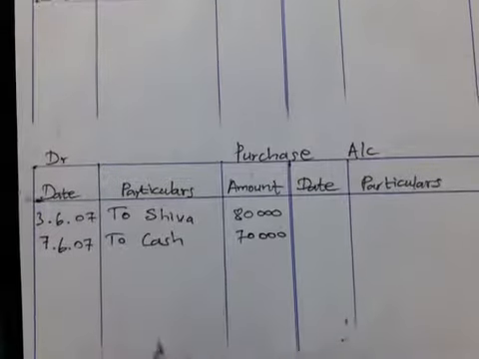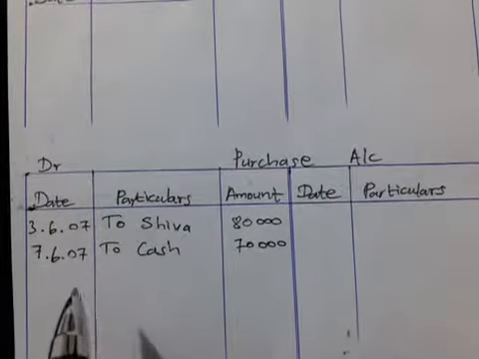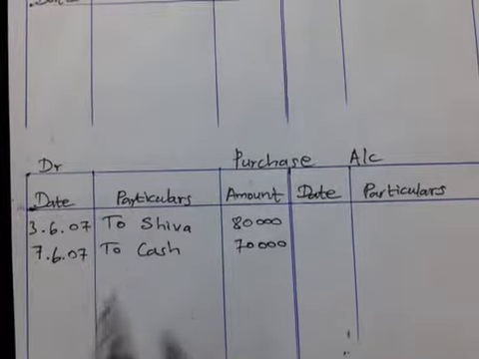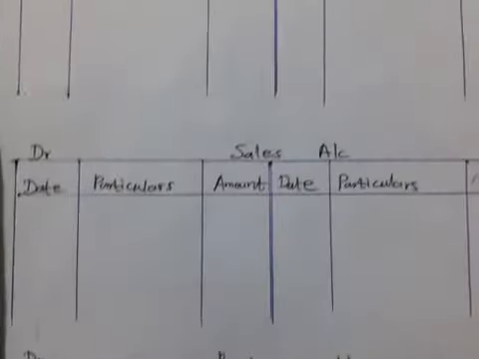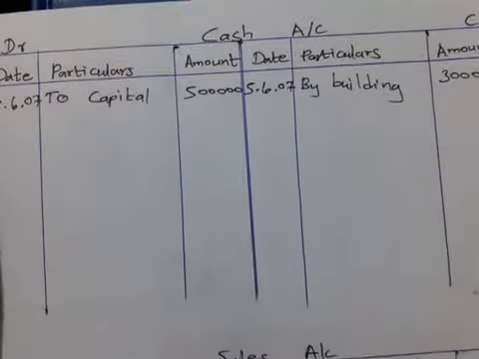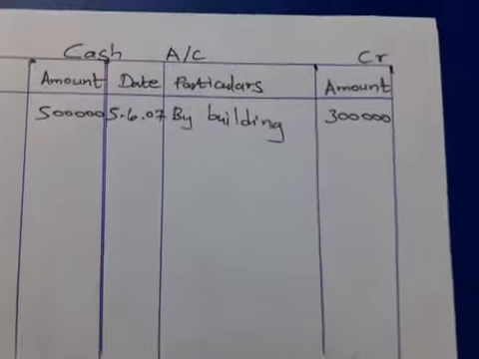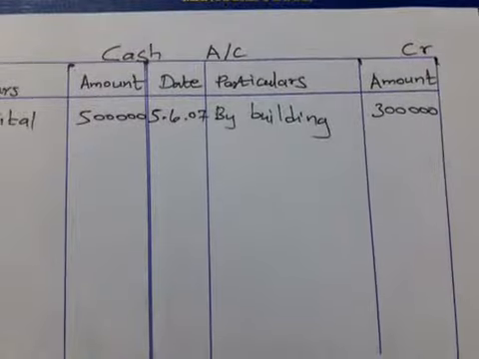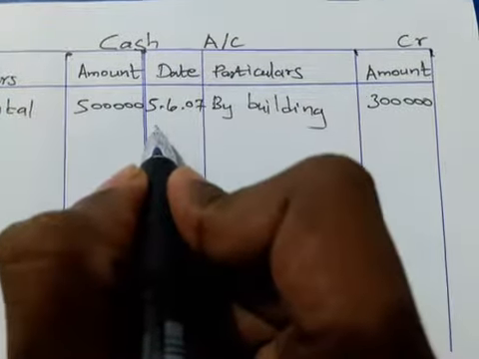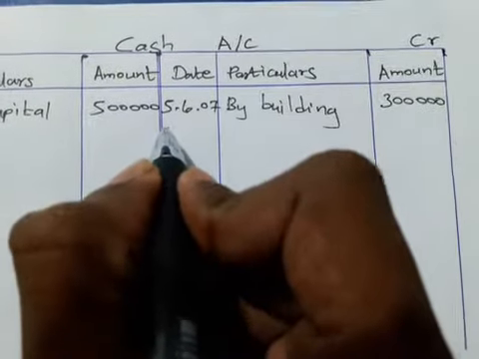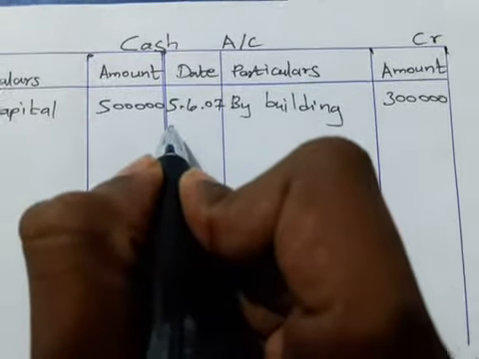So the opposite entry of this journal entry will come in the cash account. We have to record in the credit side of the cash account because cash is reducing for the firm, because we are paying cash and receiving goods.